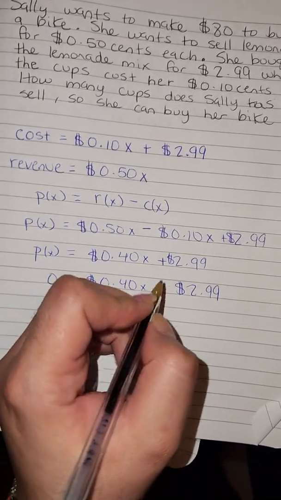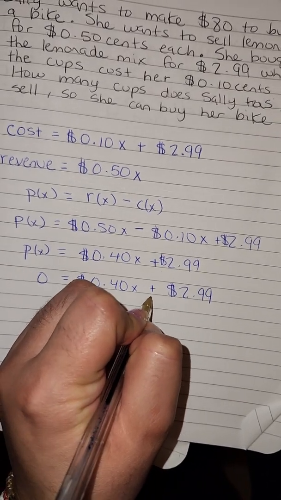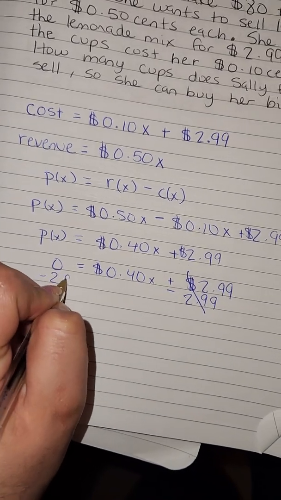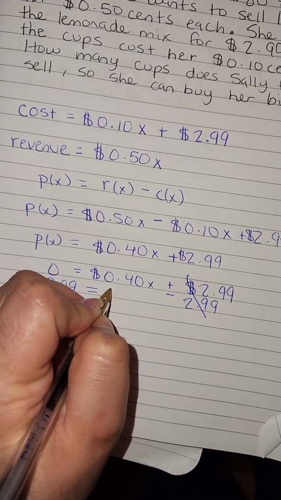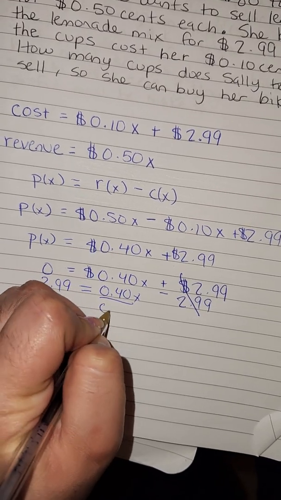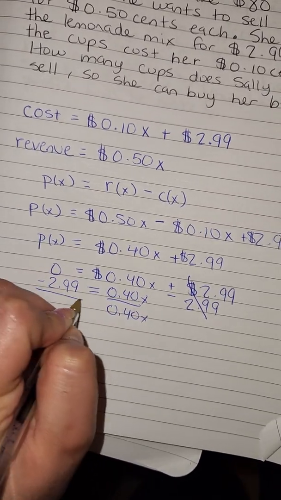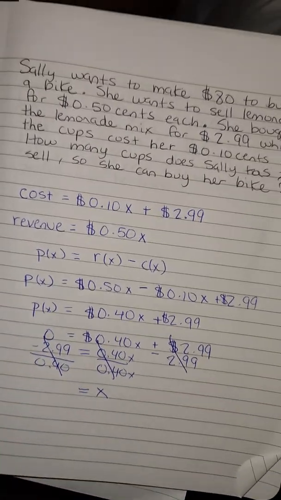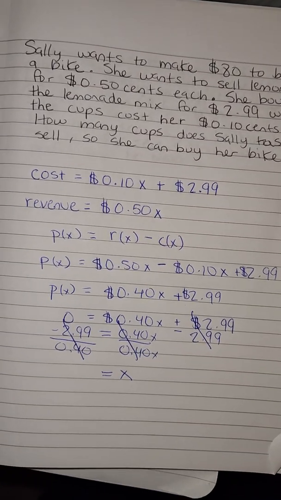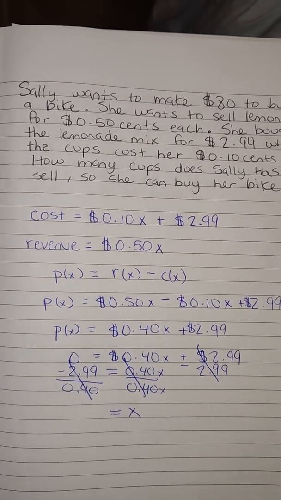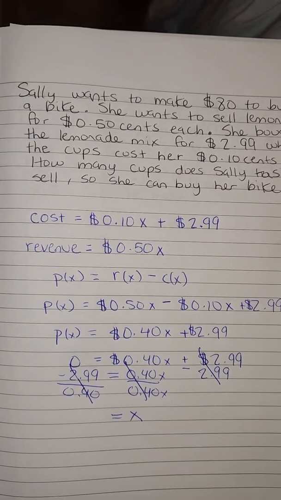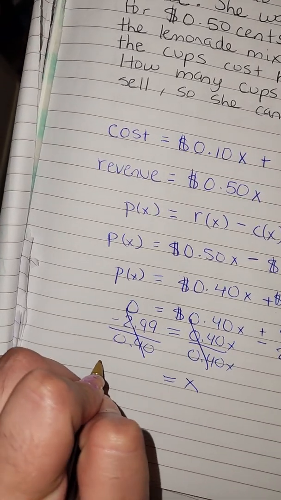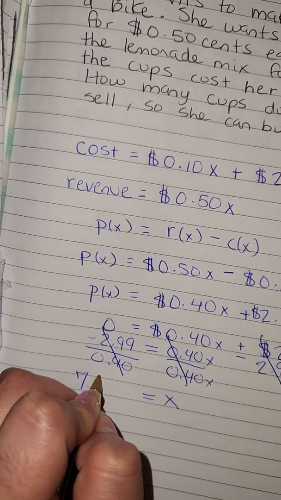Now we're going to subtract $2.99 from this equation, and we're left with 0.40 X. Divide this by 0.40. We get this number: $2.99 divided by, I'm using my calculator for this, divided by 40 cents. We get 7.475.